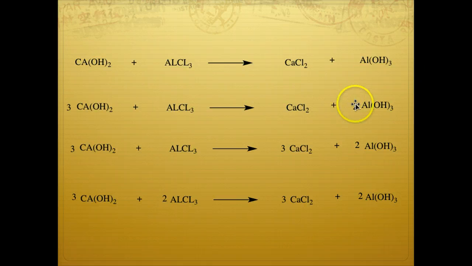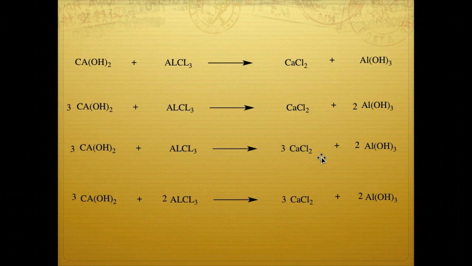must multiply to get 6. So we got 2 here, 2 times 3 is 6, so we got 6 OHs here. 2 times 3 is 6, we got 6 OHs on the product side. Now we've got to rebalance calcium because now we got 3 here, so we've got to put a 3 in front of this calcium, so we now have 3 CaCl2. So it gives me 6.